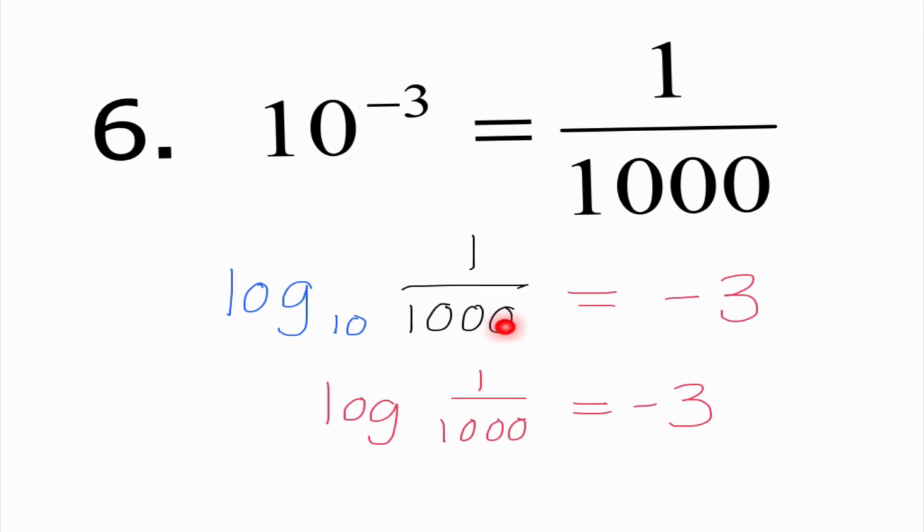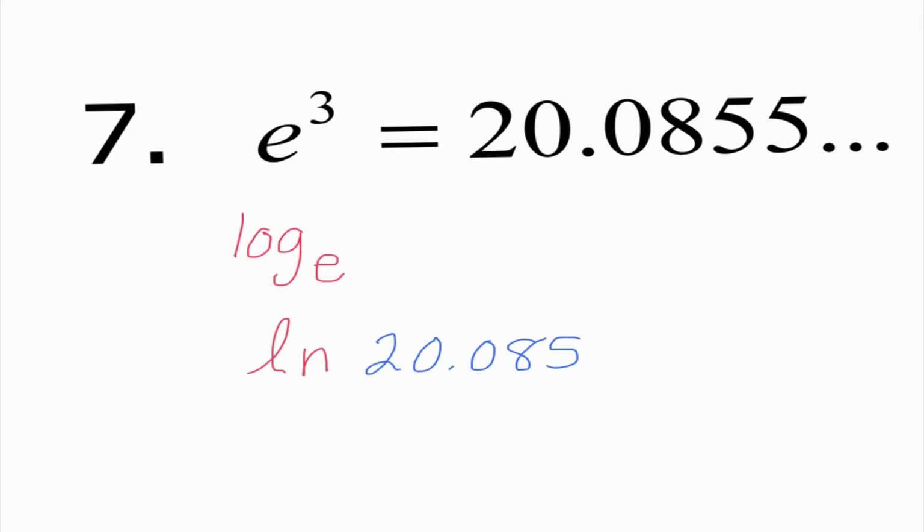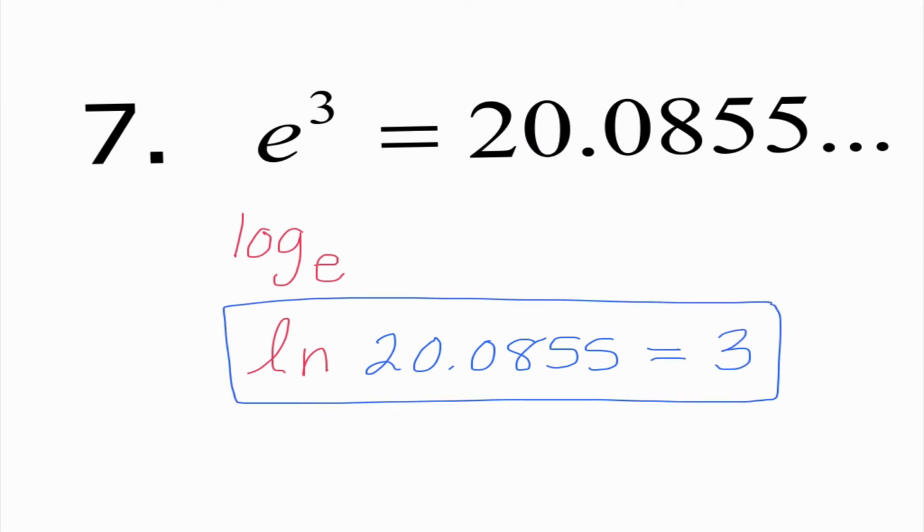I also want to stress that this is a logarithmic function. So this is all connected. It's one thing. We can't divide or do something weird like that to get rid of part of that function. Okay, for number 7, this would be log base e, and all of a sudden, a little bell should be going off in our heads because we know log base e means ln. So I have ln of 20.0855 is equal to 3. And we do always change log base e to be ln.